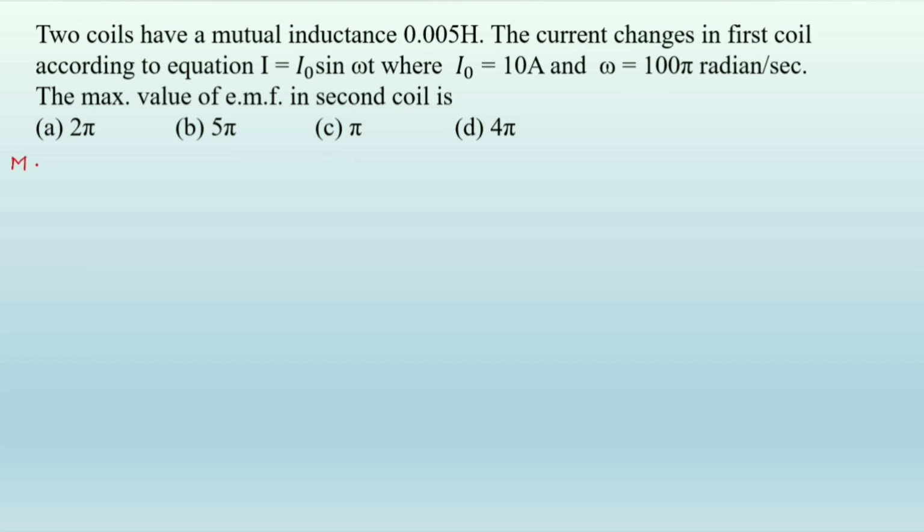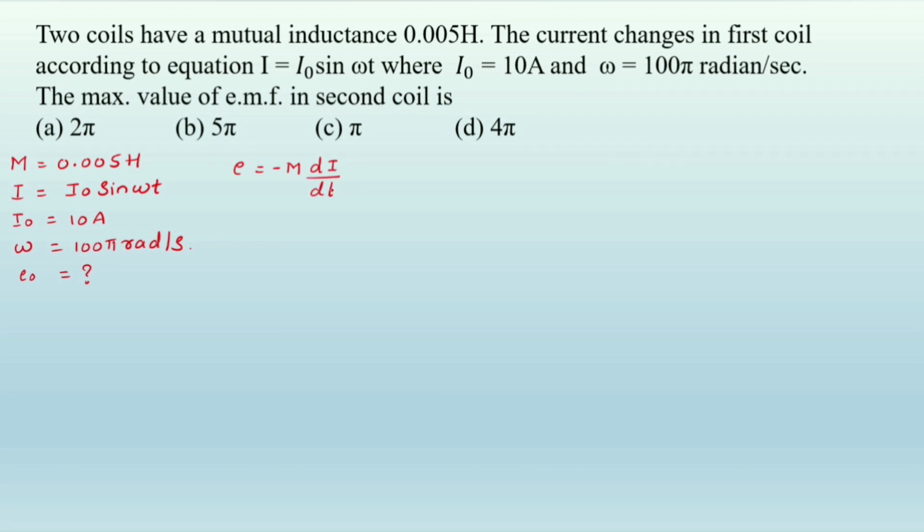See here, mutual inductance is given, M equal to 0.005 Henry, and the equation for electric current is given, I equal to I naught sin omega t, and the maximum current I naught is given, that is 10 ampere. Angular velocity omega is given, 100 pi radian per second. So we have to calculate the maximum value of EMF induced in the second coil. So we have the equation E equal to minus M into di divided by dt. So this equation we can use here.